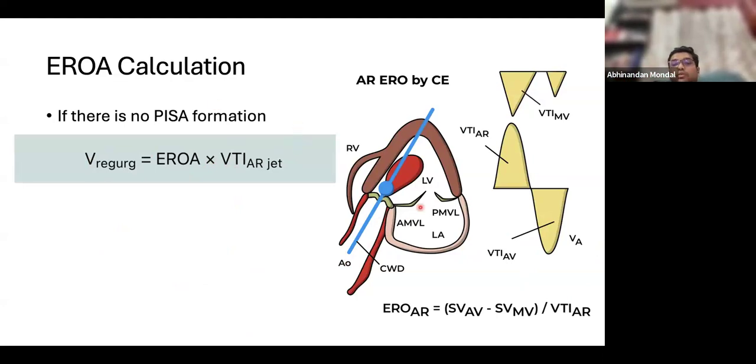But many times you will see a broad jet, but you will not find any PISA. If the orifice is small enough and there is too much turbulence, there is no formation of PISA.